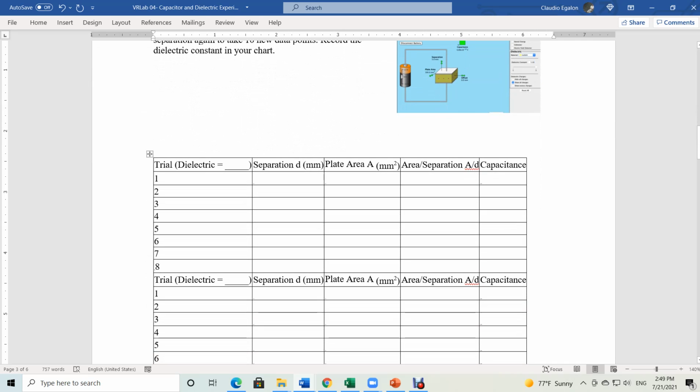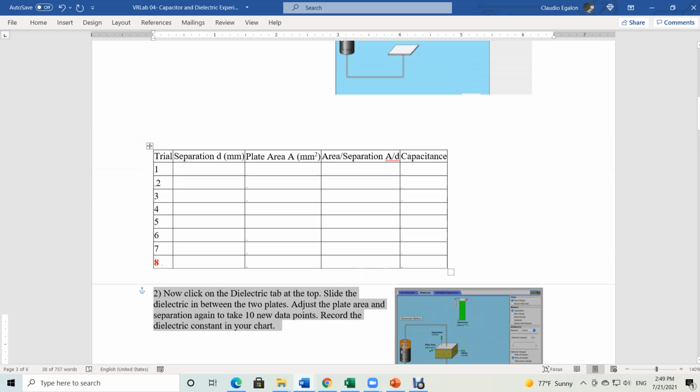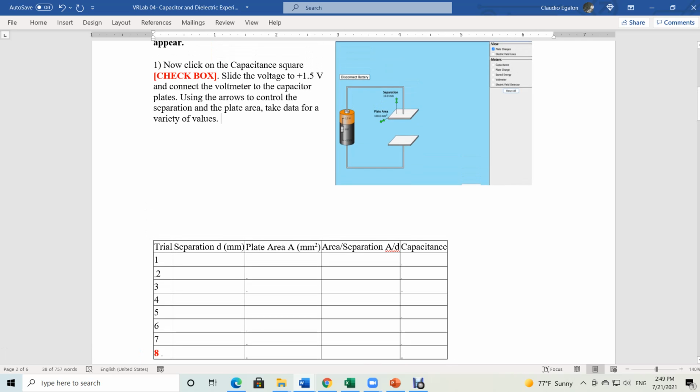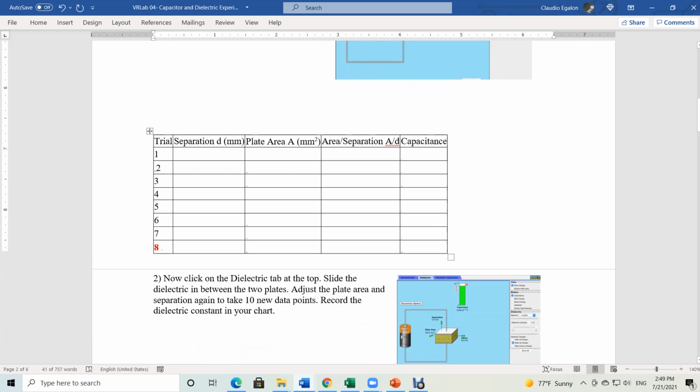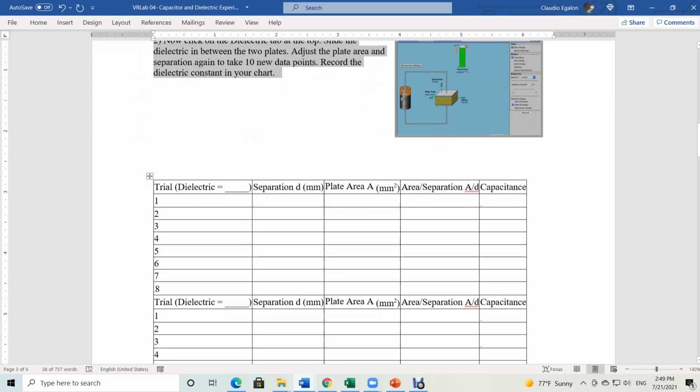So let's do another. Now click on the dielectric tab at the top, slide the dielectric in between the two plates, adjust the plate area and separation again to take 10 new data points. He said 10 new data points. Let's do 10 data points now.